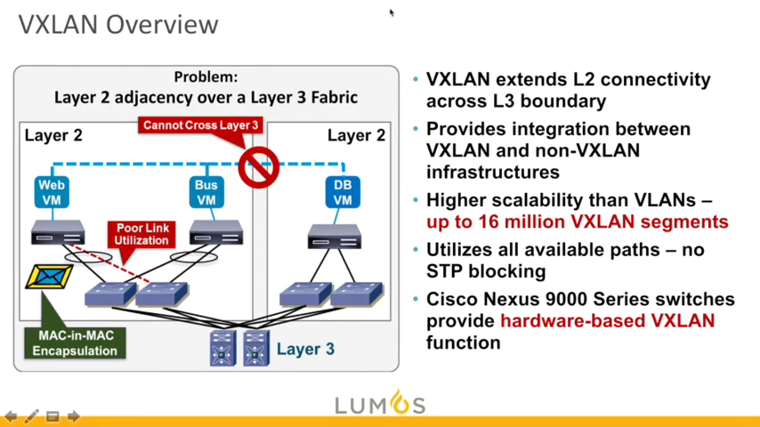All right, so again, just a quick overview of what we talked about. VXLAN extends layer 2 connectivity across a layer 3 boundary and provides integration between VXLAN and non-VXLAN infrastructures, so we can encapsulate and decapsulate. We have higher scalability than VLANs, up to 16 million VXLAN segments. We utilize all available paths, so no spanning tree blocking. We use ECMP, and we can have more than 2 core switches, or in this case, spines. And the Nexus 9000 series switches provide hardware-based VXLAN functions. That includes VXLAN routing, which is something that the standard Broadcom Tomahawks and Trident 2s cannot do.